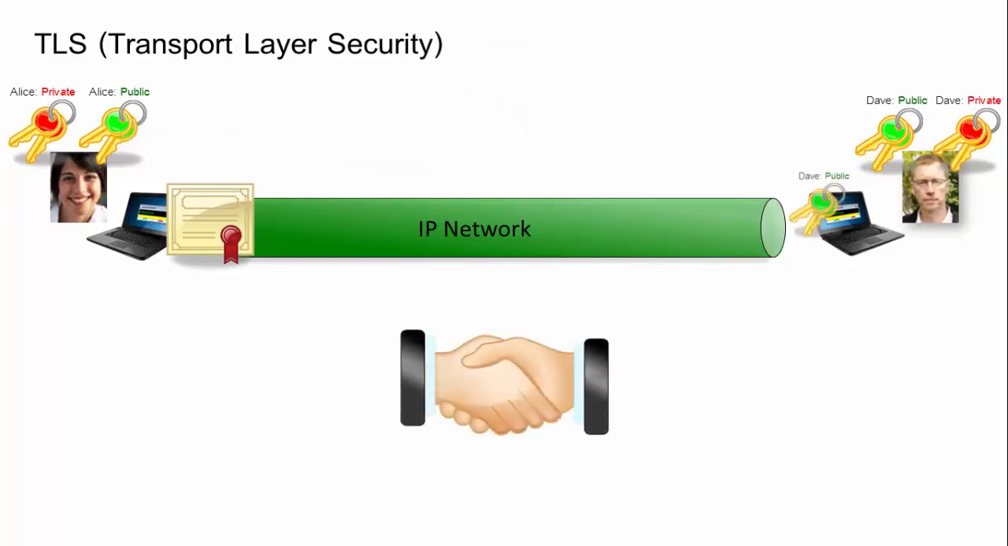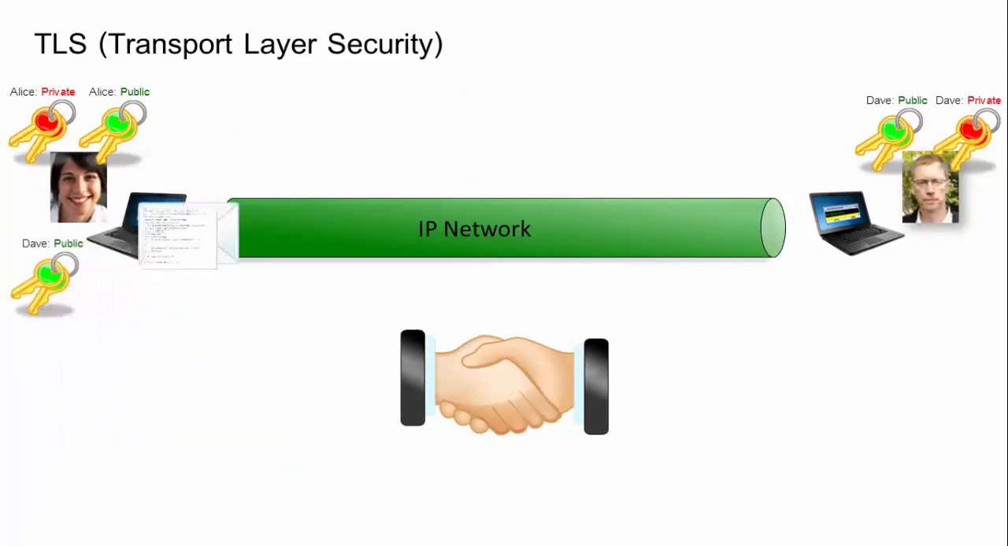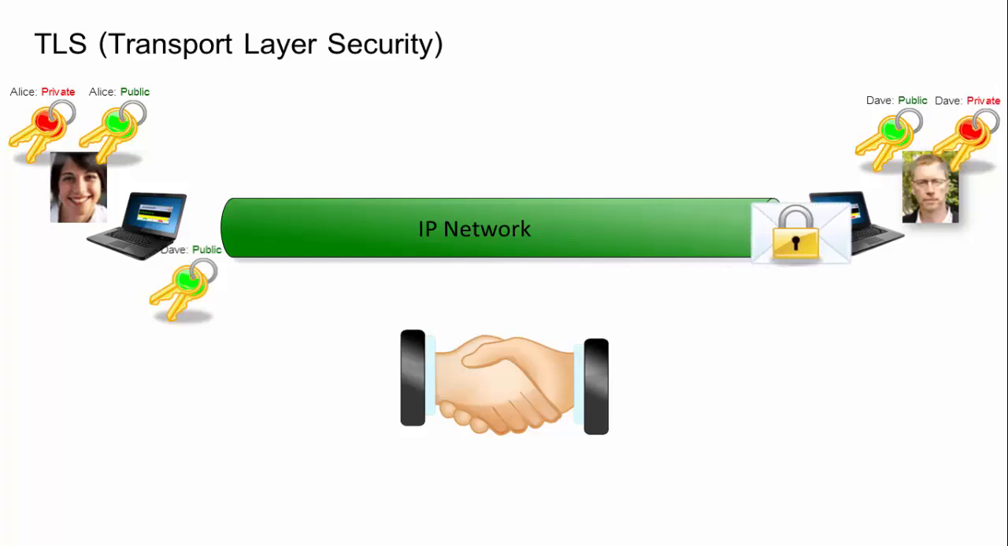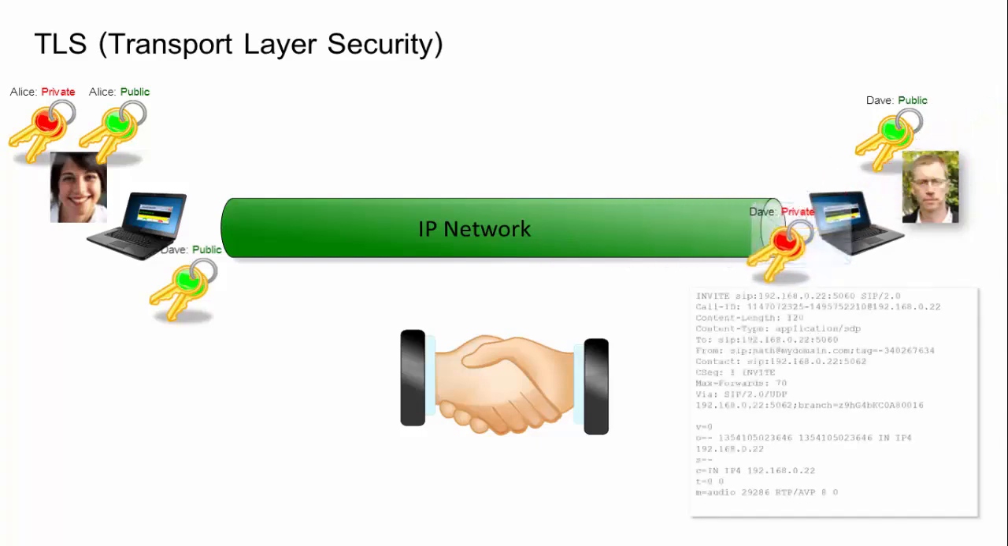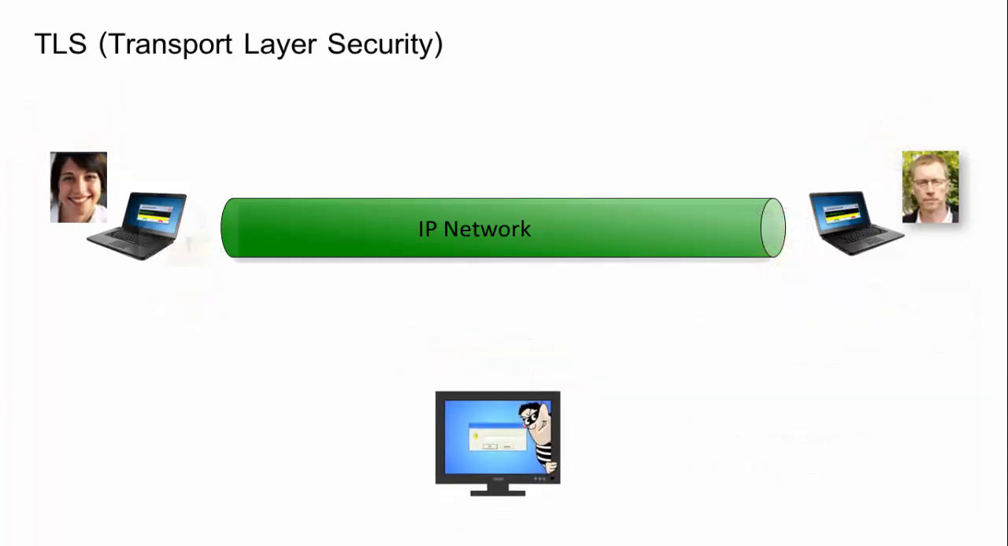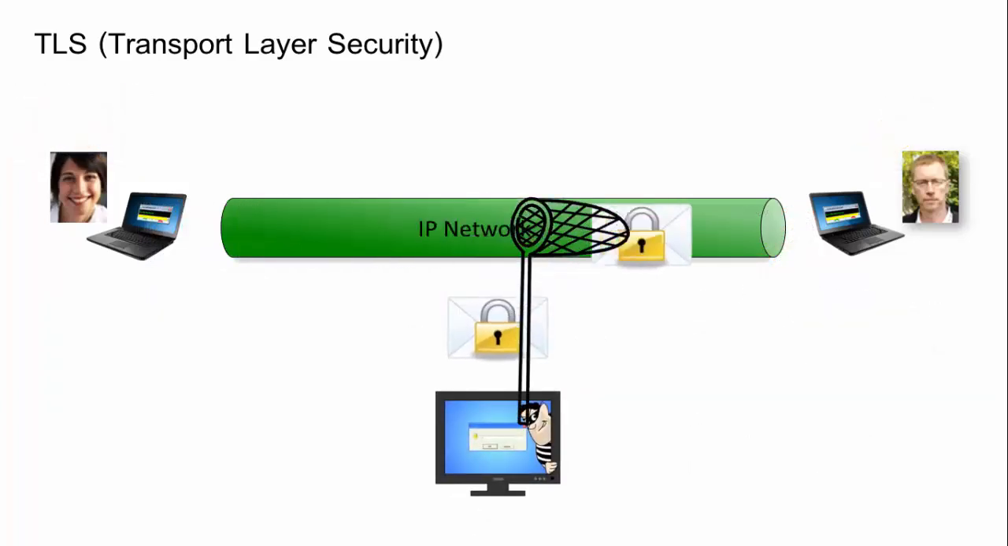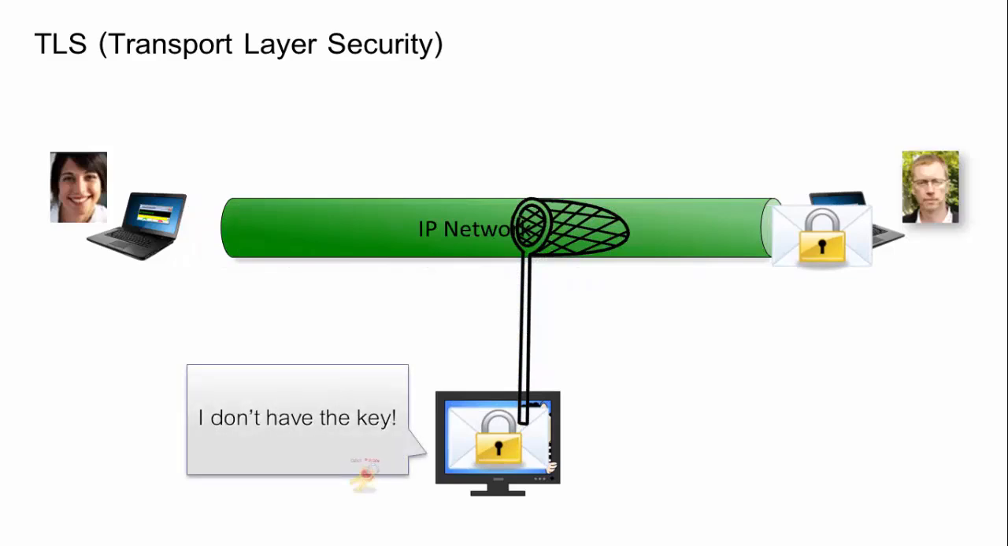Alice then obtains Dave's public key and uses it to encrypt her messages. Dave in turn uses his private key to decipher those messages back into plain text that he can now parse and act on. That way, if a message is intercepted along the way, it doesn't matter. Without Dave's private key, the pair to the public key the message was encrypted with, it cannot be read.